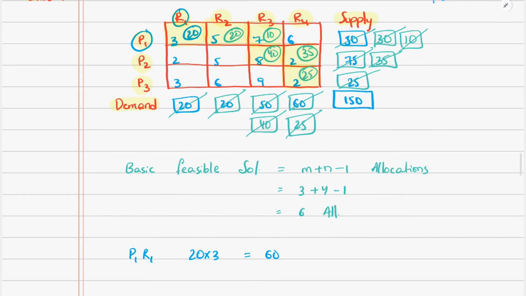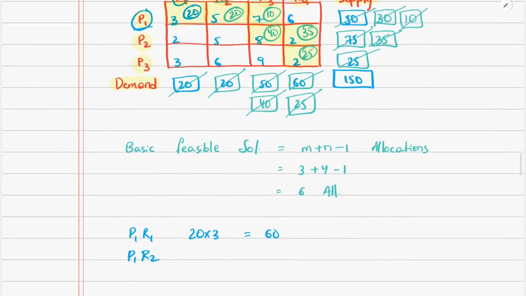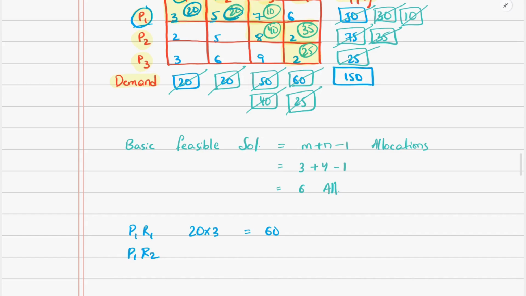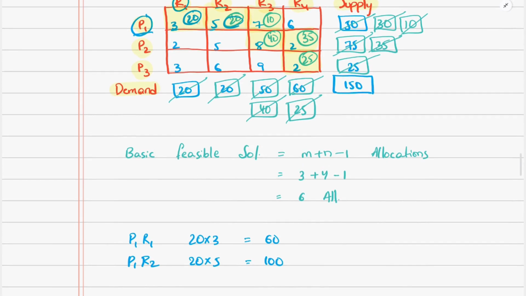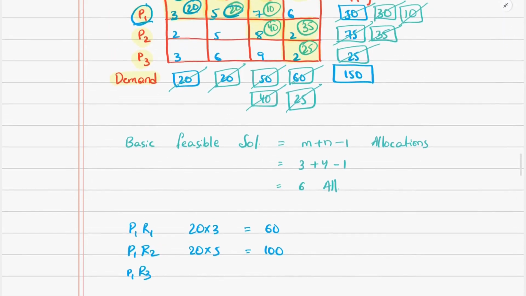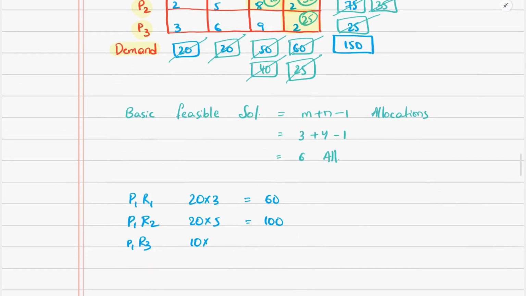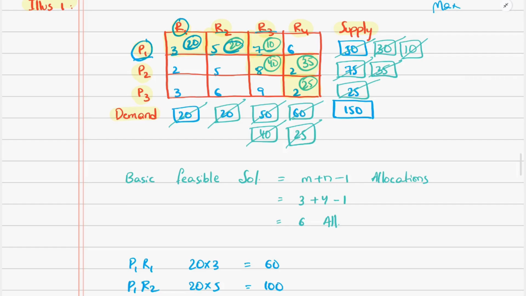So the next allocation is from P1 to R2. So from P1 to R2, I made an allocation of 20 units with 5 rupees. So 20 units each cost me 5 rupees. 5 twos are 10. So 100. So next allocation is from P1 to R3. So I'll write P1 to R3. And how many allocations did I make? 10 units with 7 rupees each. 70 rupees.